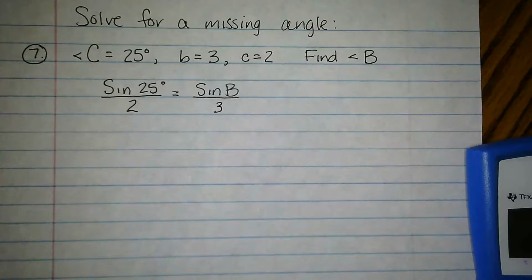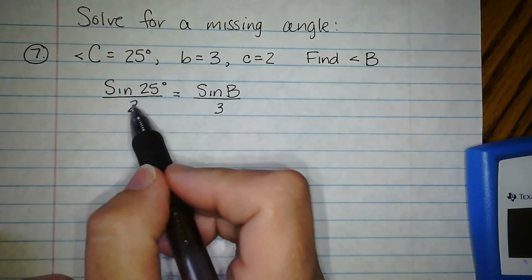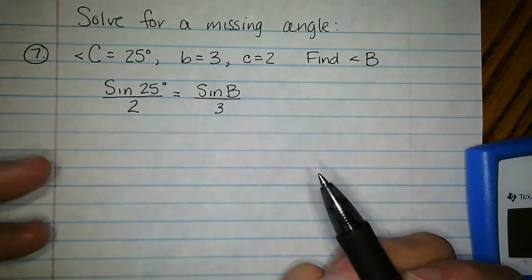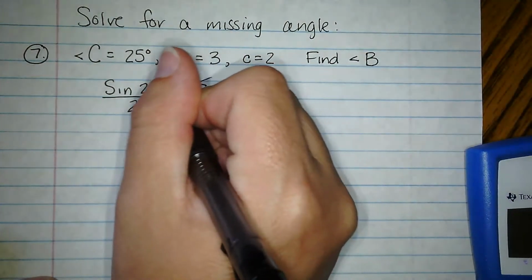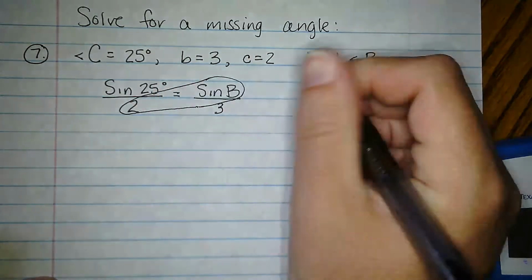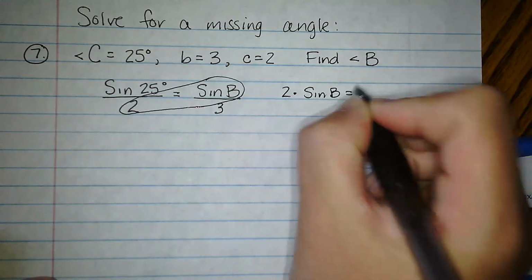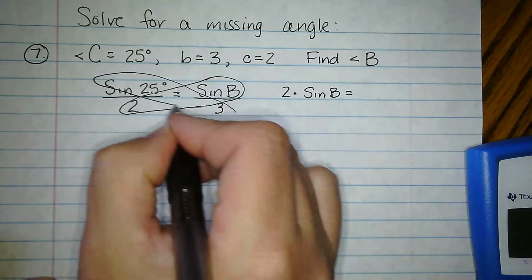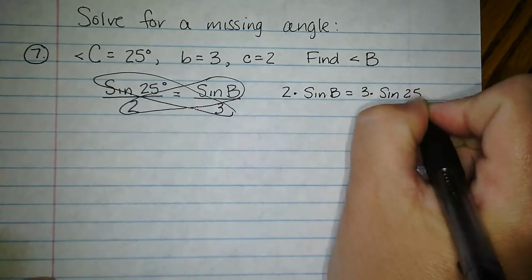So luckily, we have 3 things filled in. C goes with C and B goes with B, and we're ready to cross multiply. When we cross multiply, we're going to get 2 times the sine of B equals 3 times the sine of 25.